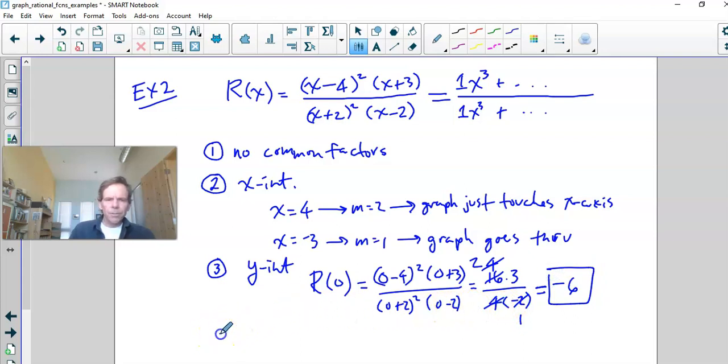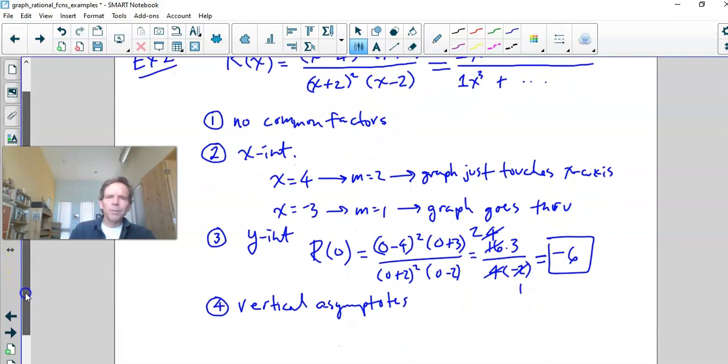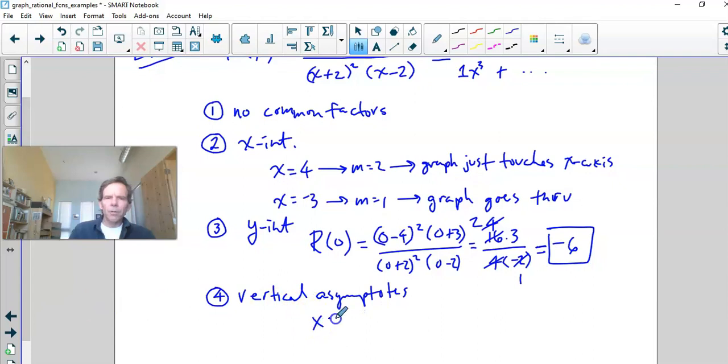All right, next. We want the vertical asymptotes, right? I think my numbering system's wrong. Yeah, maybe not. Vertical asymptotes. They're at the zeros of the denominator. So what makes the denominator 0? I see x equal -2 and x equal 2.